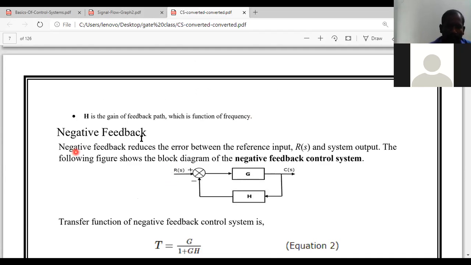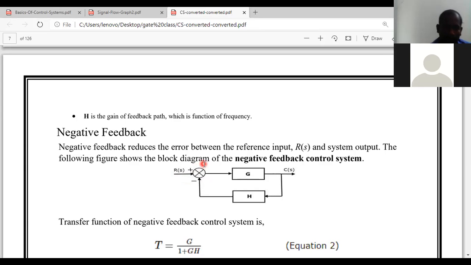And next one is negative feedback. In negative feedback, the input signal and part of the output signal are 180 degrees out of phase with respect to each other. Therefore these two signals will be subtracted. So in positive feedback you get the sum of two signals, but here you get the difference of two inputs. Is it clear?